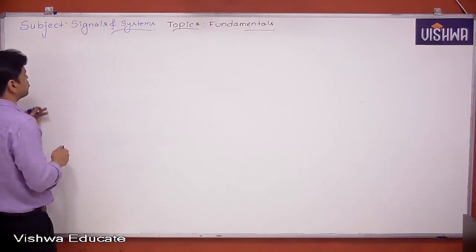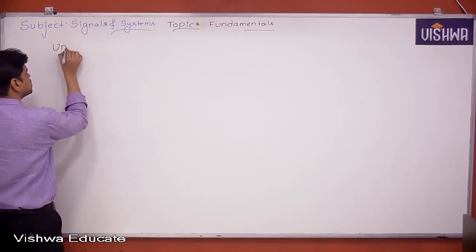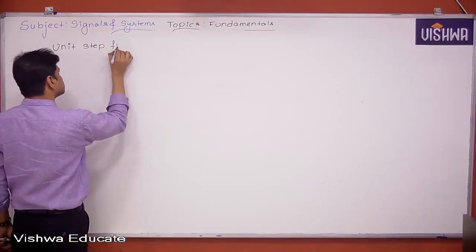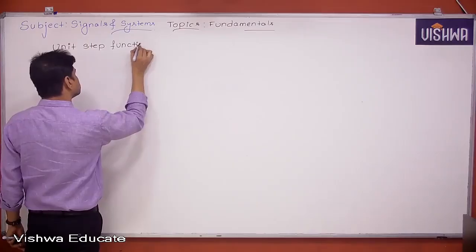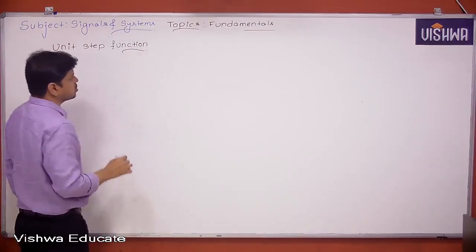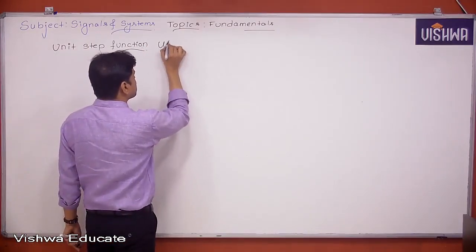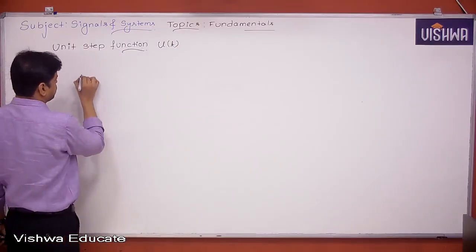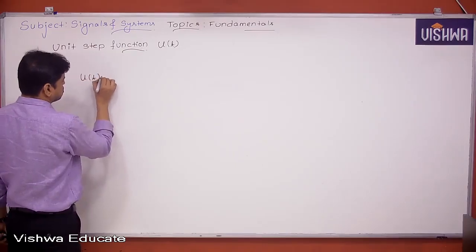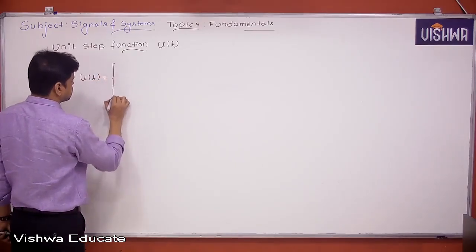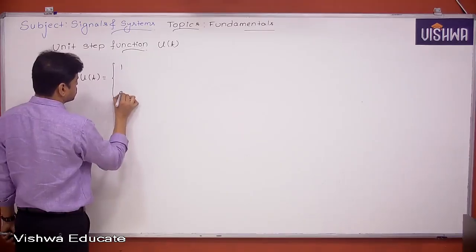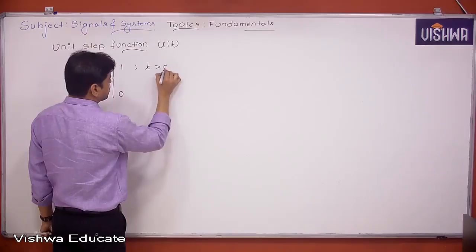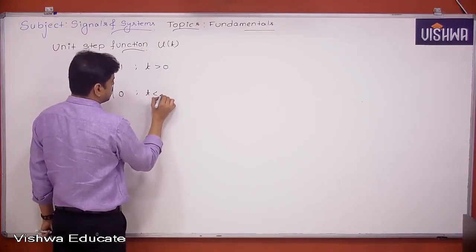Unit step function. The notation is u of t. Mathematically, how can we define this? U of t is equal to 1 when t is strictly greater than 0, and 0 when t is strictly less than 0.